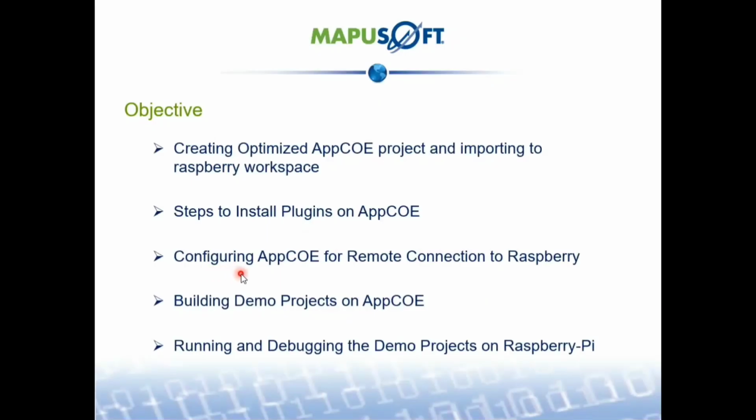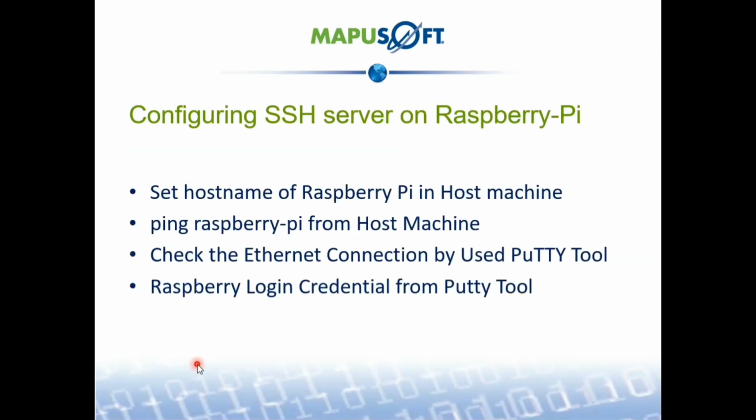We are going to configure AppCOE for remote connection to the Raspberry board. After building the project, we're going to run and debug those demo projects on the Raspberry Pi board and see the console output. So let's see one by one. Okay, we're going to configure SSH server on Raspberry Pi. So how to do that? First, we have to set the host name of the Raspberry Pi in the host machine. Link the Raspberry Pi from the host machine via the command prompt. So let's see that one.